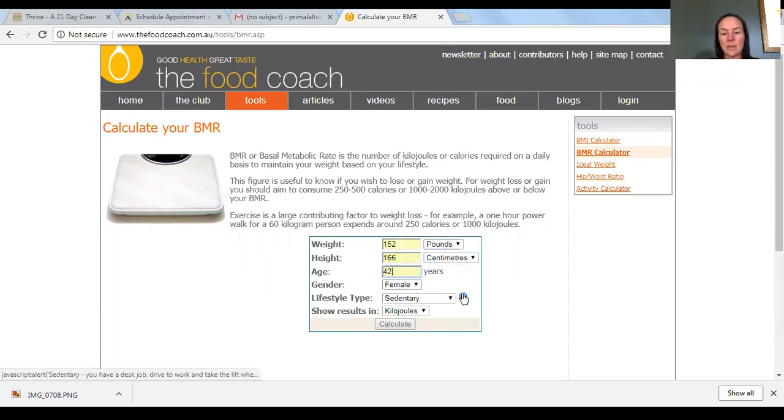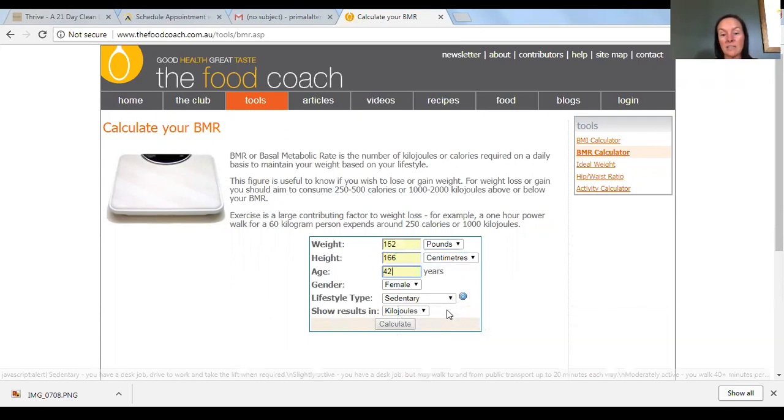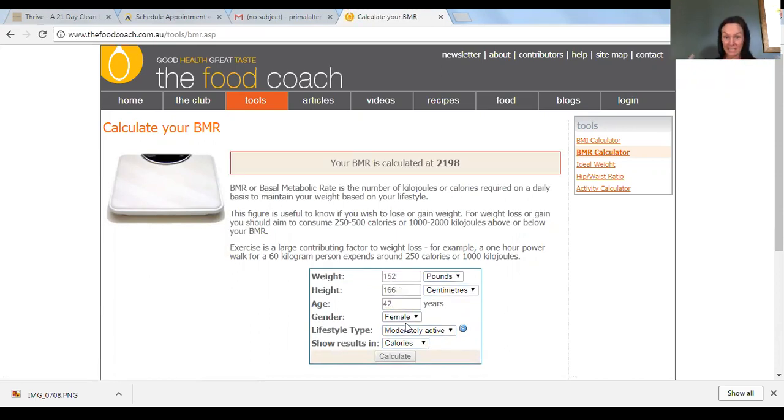Now, exercise-wise, it does specify the sort of lifestyle you have, because that depends on how much energy your body needs. So I'd say I was moderately active. And I'm going to get the results in calories simply because I'm British. I don't really get kilojoules, but you could do whatever works for you. And it will calculate. So just to keep me alive, I am looking at a basal metabolic rate of 2,198 calories per day. Okay, so that's quite a lot, isn't it? So that's loads to work with.